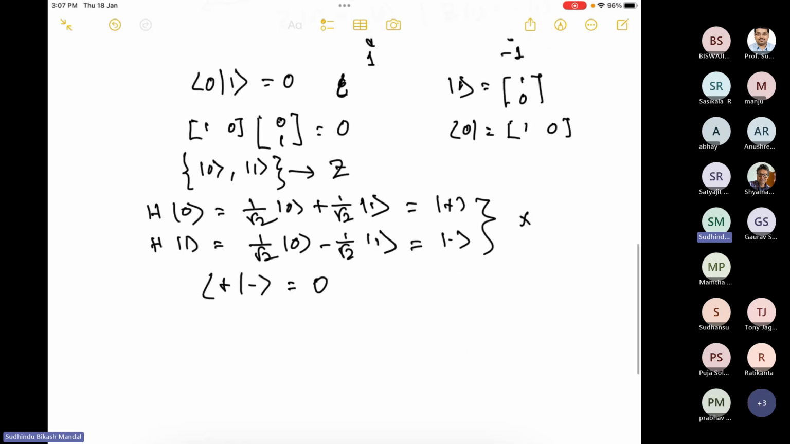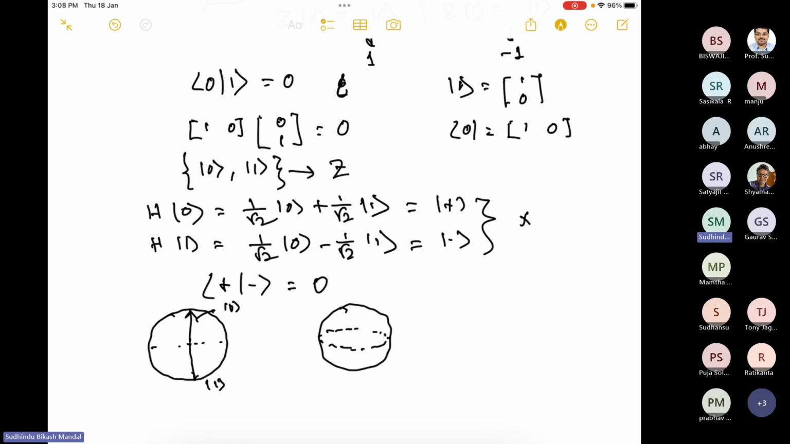Actually, pictorially, if I draw first, if it is a unit sphere, then there is a computational basis 0 and obviously the opposite direction. This is 1. But this other basis exists on the equator of this. If I say this is a plus state, then the opposite will be our minus state.